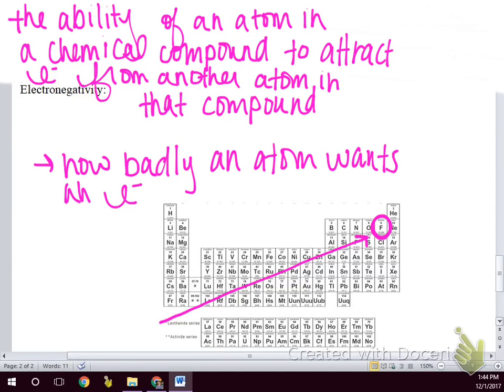almost every single element is given an electronegativity value. How likely, how badly it wants to take electrons from other elements. So it all will just kind of point towards fluorine. The closer you get to fluorine, the more electronegative you are.